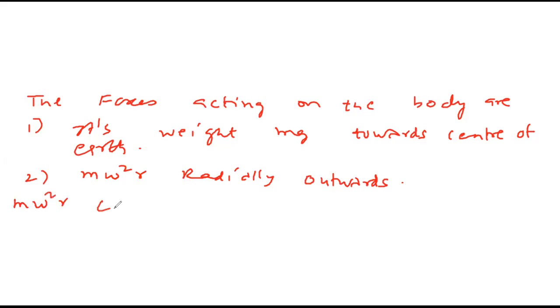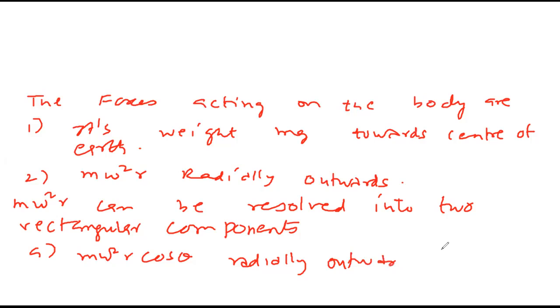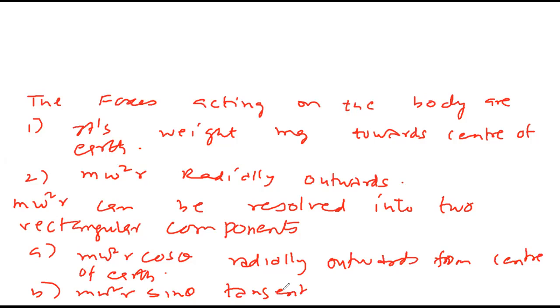M omega square r can be resolved into two rectangular components: m omega square r cos theta radially outwards from center of Earth, and m omega square r sin theta tangential to Earth. Please copy this much.